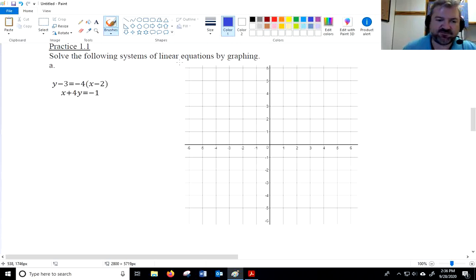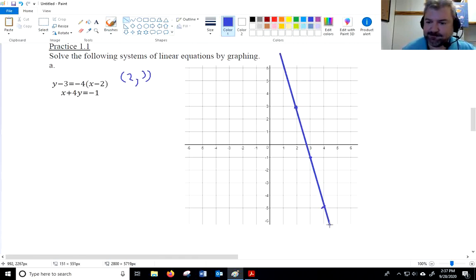All right, for the first one here, I've got point slope form. I'm going through the point 2, 3 with a slope of -4. So down 1, 2, 3, 4, and to the right 1. And I'll draw a line through there. Super. All right, next we have x plus 4y equals -1.